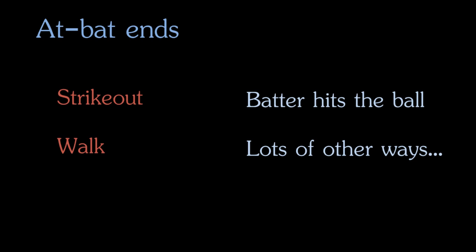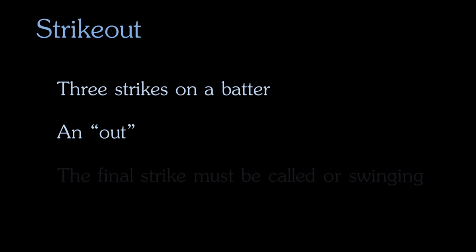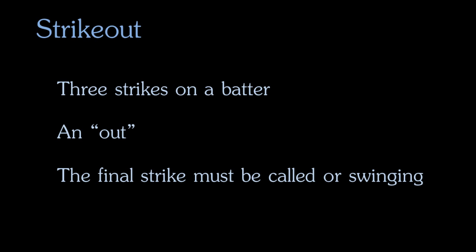A strikeout happens when the batter receives 3 strikes in his at-bat. This will be called an out, which is another key element to keeping a game of baseball moving forward that we'll look at more in the next few videos. A strikeout, or any out, is what the pitcher is trying to get, and this is what the batter is trying to avoid. So the last thing to say about a strikeout is that the 3rd strike must come either on a called strike or a swing and a miss, which is also called a swinging strike.